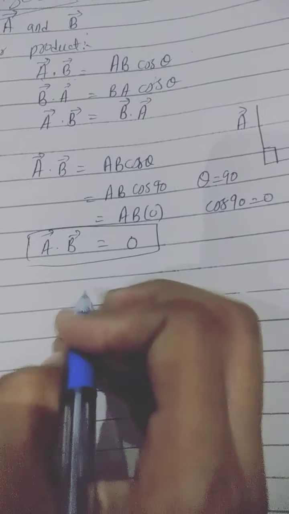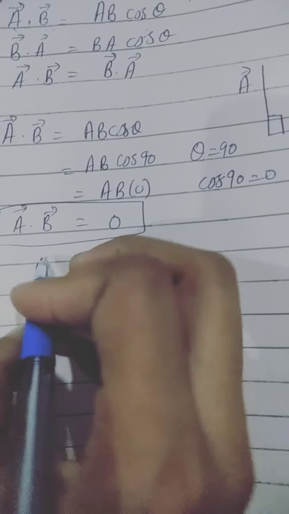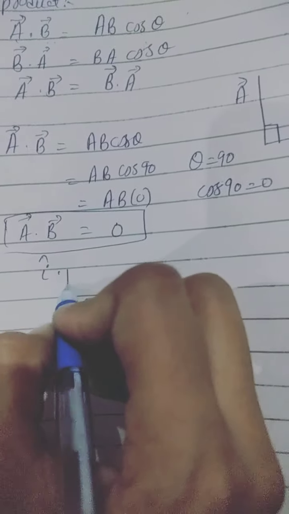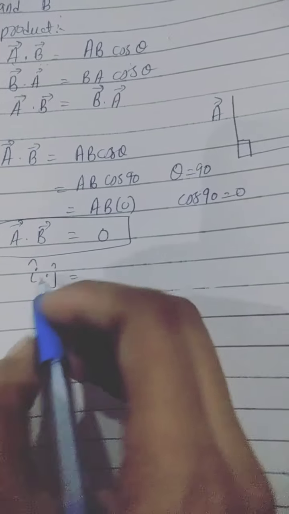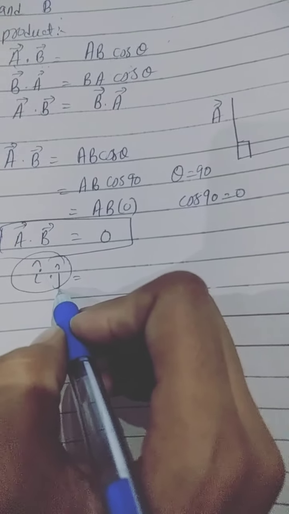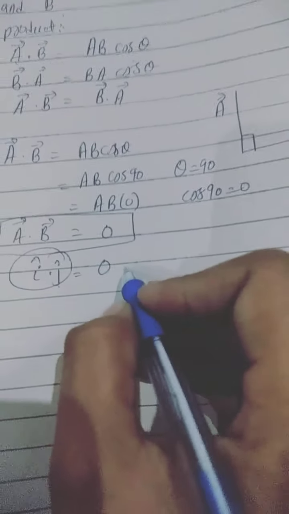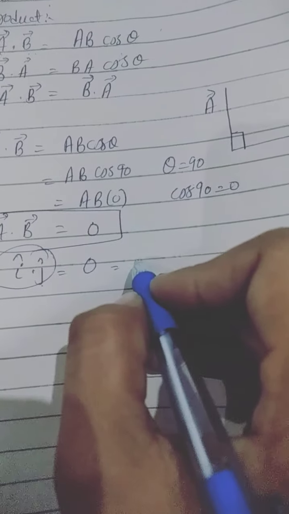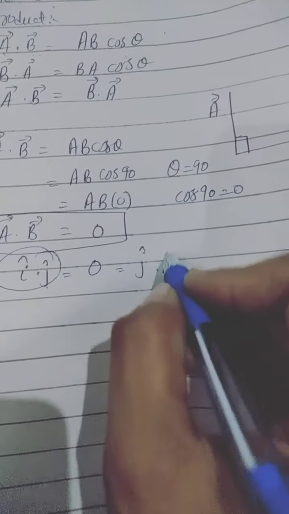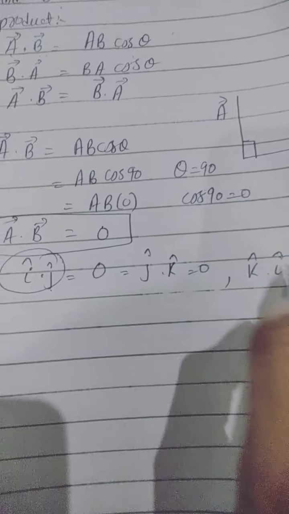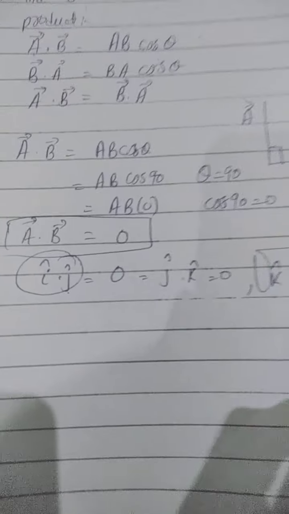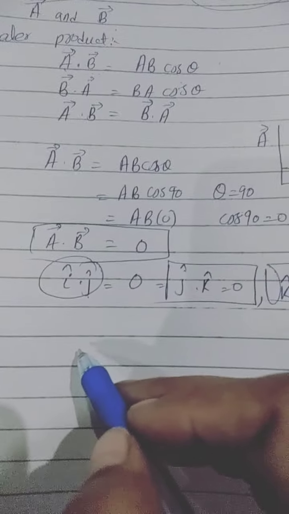So for unit vectors, I cap dot J cap is equal to 0, since both are perpendicular to each other. Like this, J cap dot K cap is equal to 0 and K cap dot I cap is equal to 0, because these are perpendicular to each other.